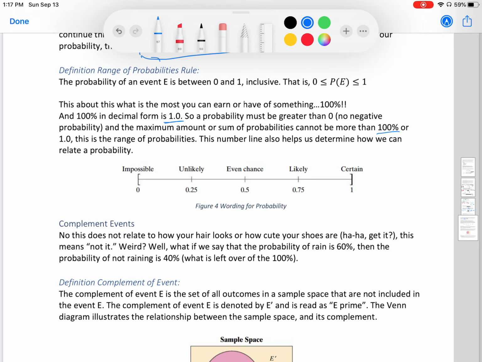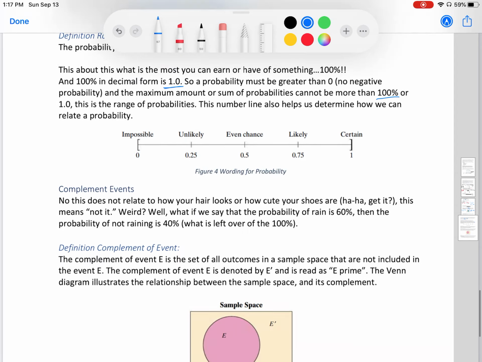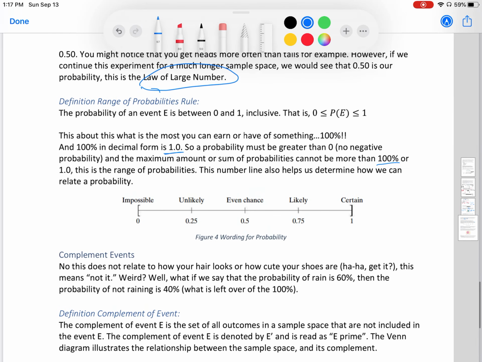So 0 is impossible, 0.25 is unlikely, 50% is an even chance, 0.75 is likely, and 1 is certain. So it's just saying all your probabilities must be between 0 and 1. This is important. They cannot exceed 1, and they can't be less than 0.